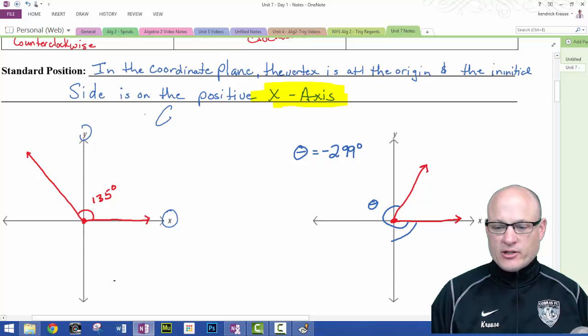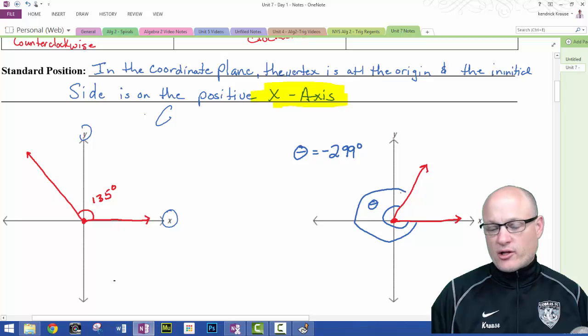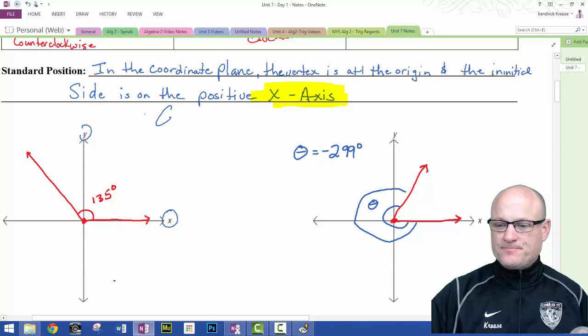Somewhere around there. Who knows? Remember, to here would be 90. To here would be 180. To here would be 270. And then we went a little bit past that. So around 290, 299, somewhere around there. Who knows? I don't know.